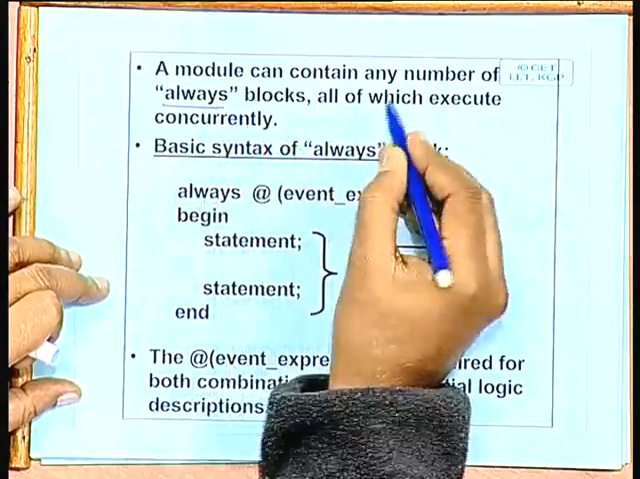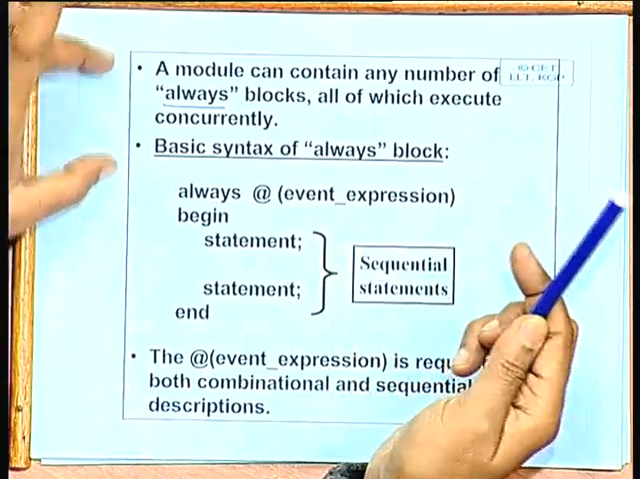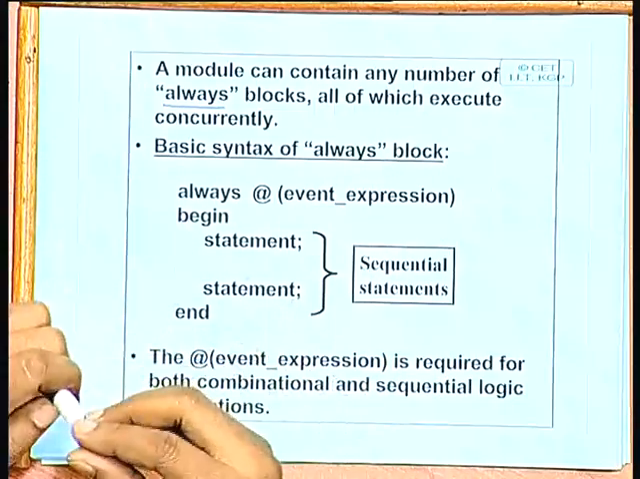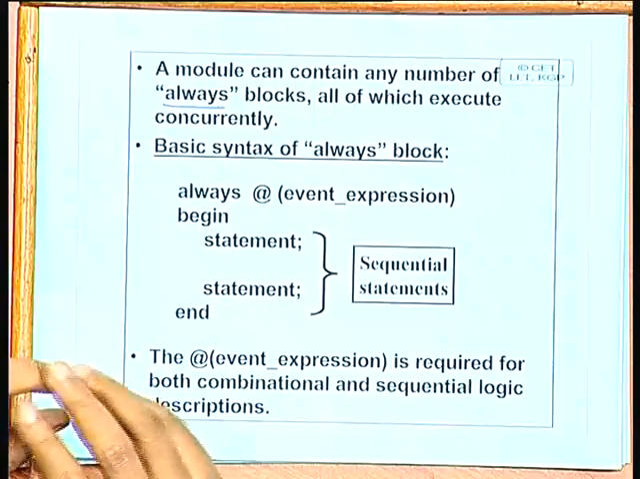Now, a module can contain any number of always blocks. There can be 4 always blocks, and the semantics say that all 4 always blocks are executing concurrently. They correspond to 4 different pieces of hardware which are executing without any interdependence.